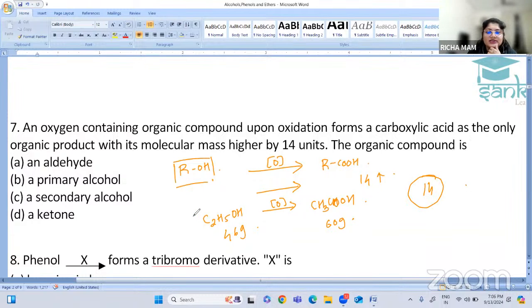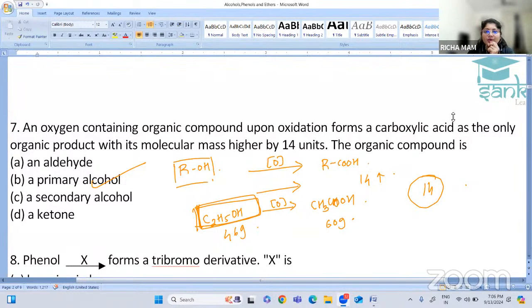So which is the answer? What is this compound? It is a primary alcohol. The four options are aldehyde, primary alcohol, secondary alcohol or ketone. So it is a primary alcohol, and option B is the answer. Who all have answered B? It is the correct answer.